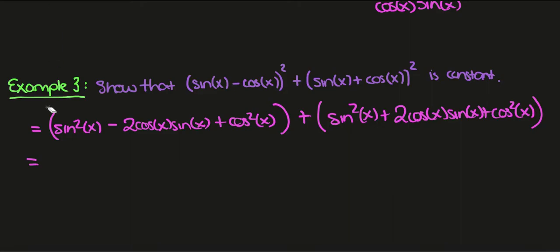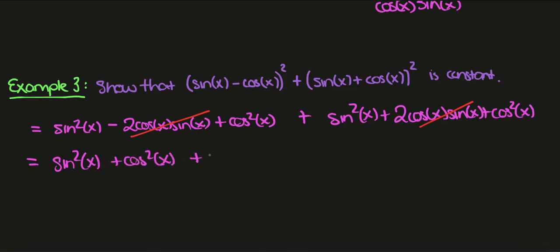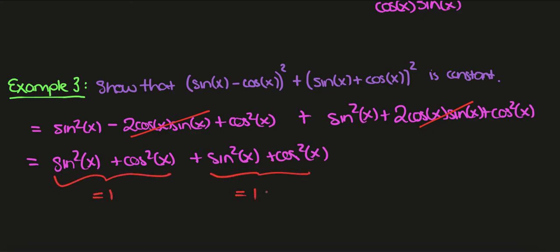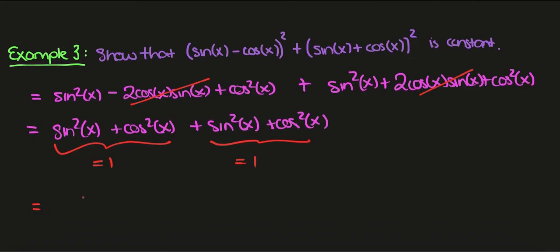Now let's remove these parentheses. What we see is that the minus 2 cos x sine x will cancel with the plus 2 cos x sine x, and what we're left with is sine squared x plus cos squared x plus sine squared x plus cos squared x. But we know that this is equal to 1 and this is equal to 1, so therefore the sum of them is just 2, and the goal is to show that this is constant, and indeed 2 is constant.